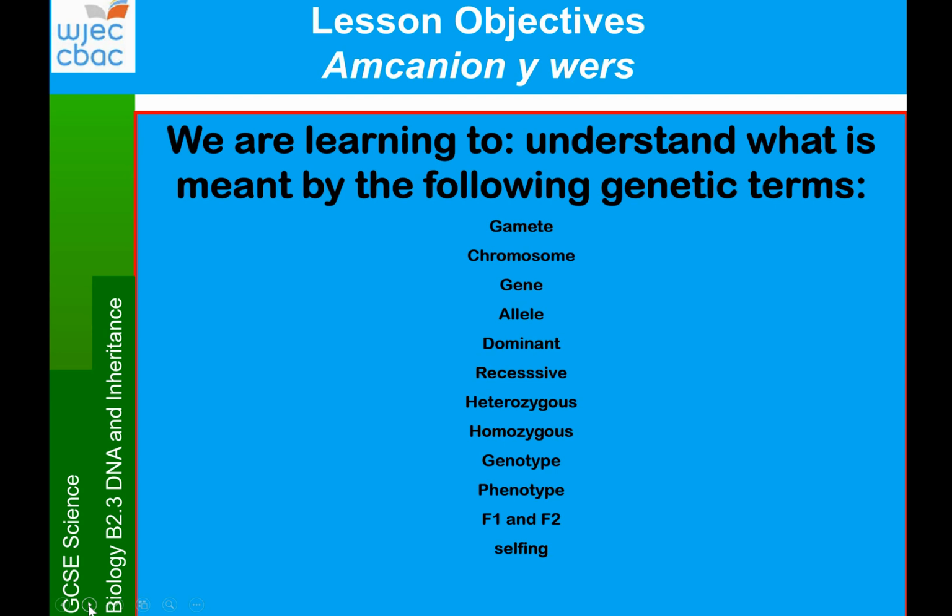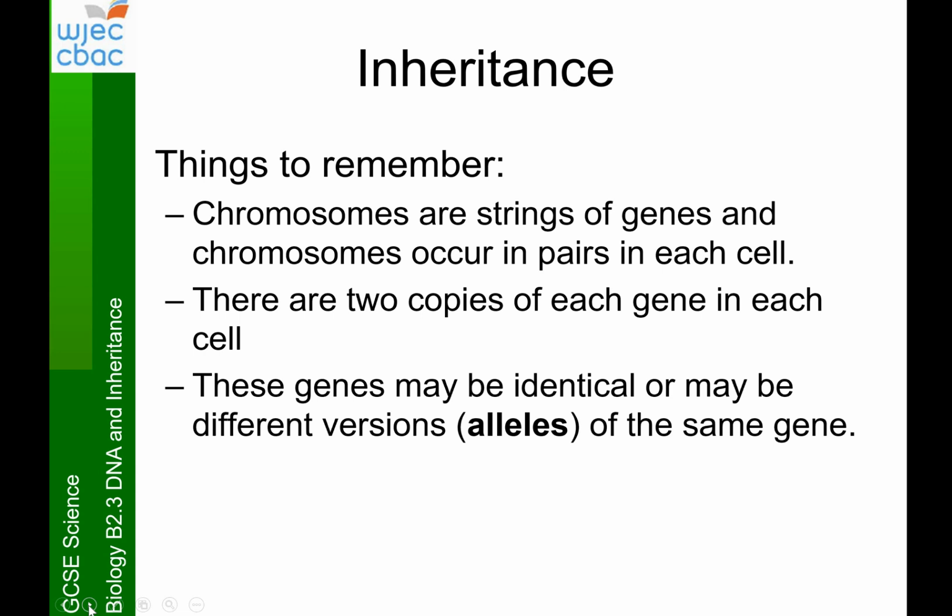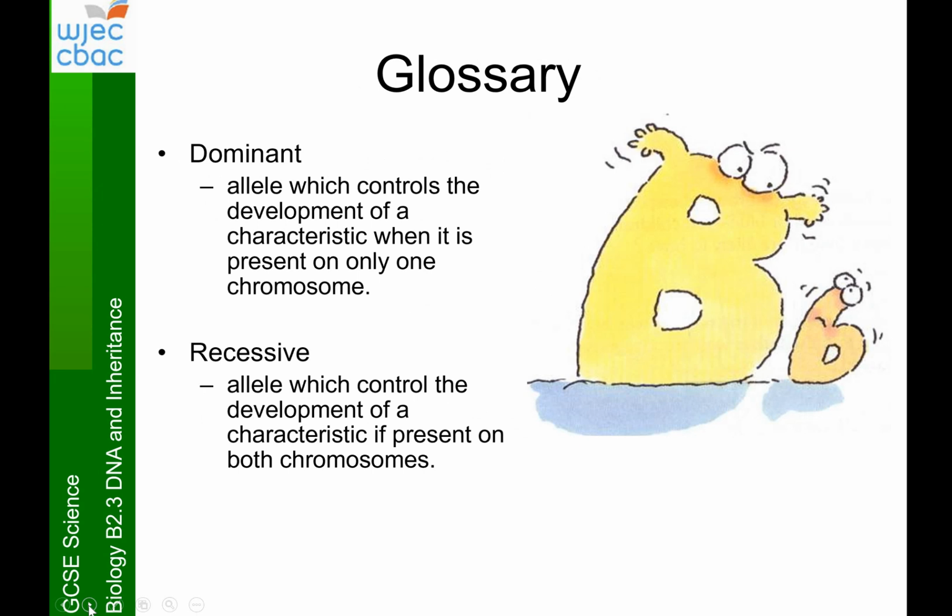All of these words that I've put here, to understand what's meant by these following genetic terms, this is what you're doing currently, matching up those words. So just a couple of things to remember. Chromosomes are strings of genes and they occur in pairs in each cell. There are two copies of each gene in each cell. The genes may be identical, so they may be homozygous, or they may be different, they may be heterozygous. And we call the different versions of the genes the alleles. In our little cartoon here, our dominant B allele is overpowering the little b.